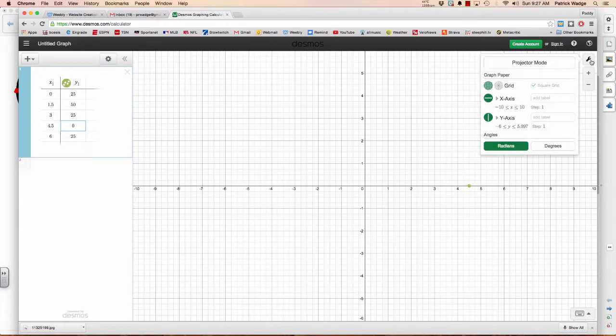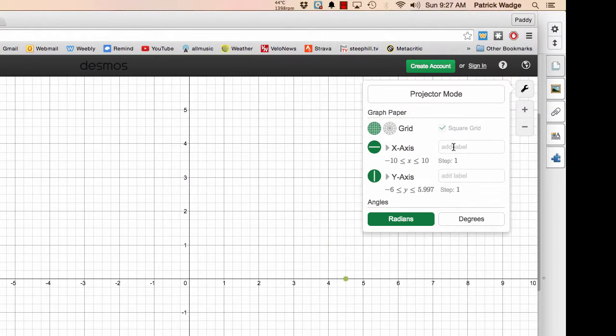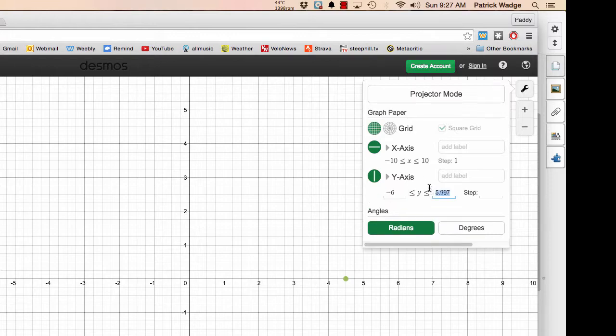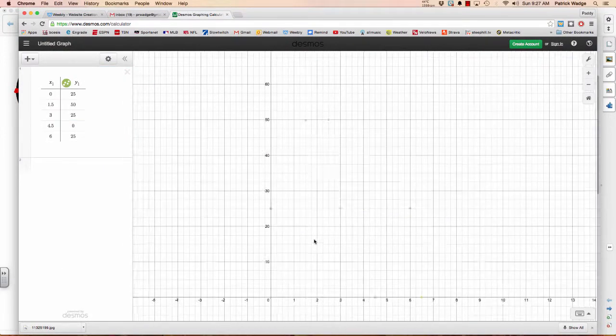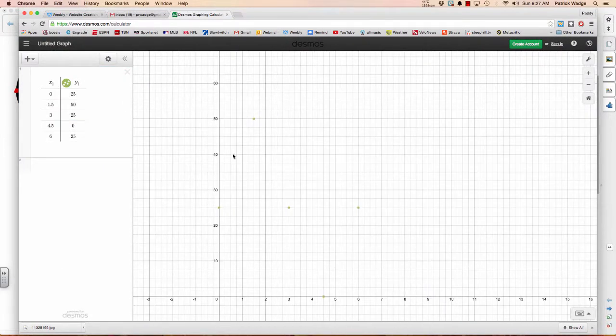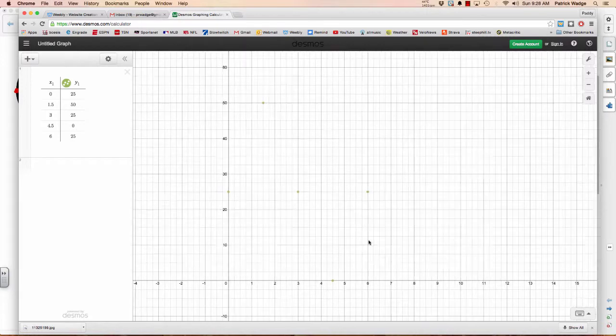Now I better do my settings here. My x-axis, I need to go as low as 0 and as high as 6. I'm just going to leave that for now actually. And for the y-axis, I have to go above 50, so maybe I'll put this up to 70 or something. And can we see all our points there? I see 1, 2, 3, 4. Yeah, I see all my points, so this is good.